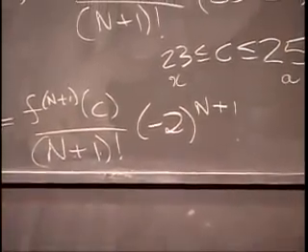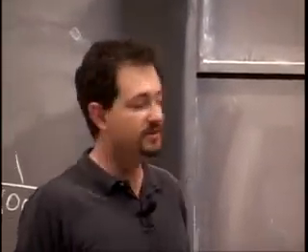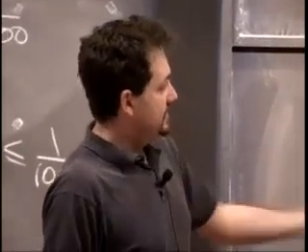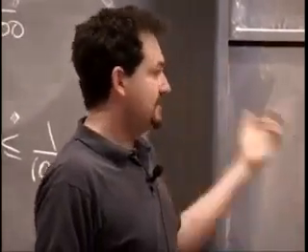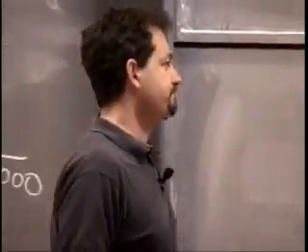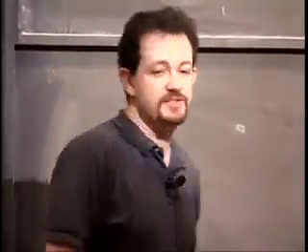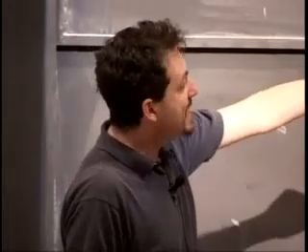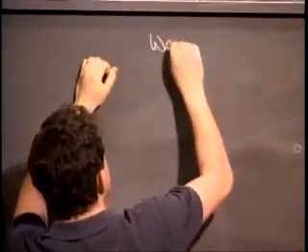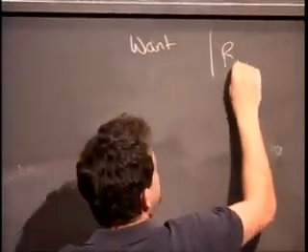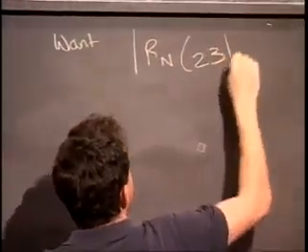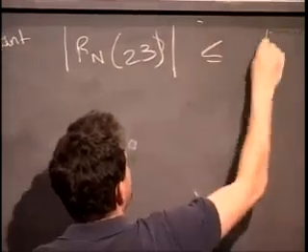Okay, so all I've done is taken the general formula and specialized it. I don't know what n is, but I've plugged in a and x. It's pretty feeble. That's all we've done. Now it's time to get serious. I want that error in absolute value to be less than 1 over 250. So we want the absolute value of R_n of 23 to be less than 1 over 250.